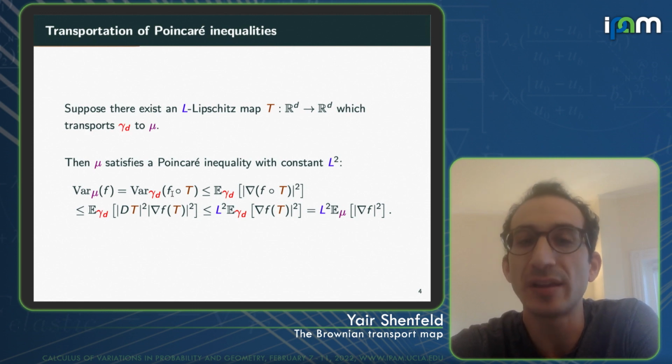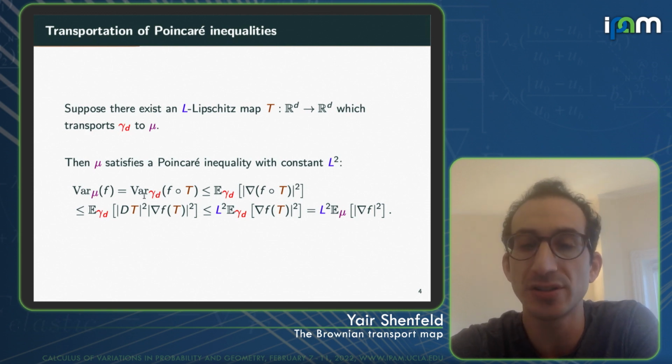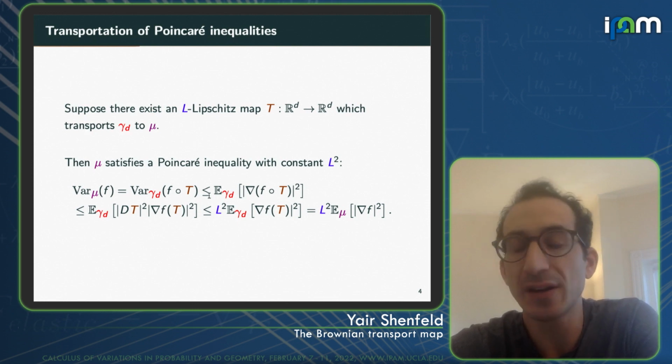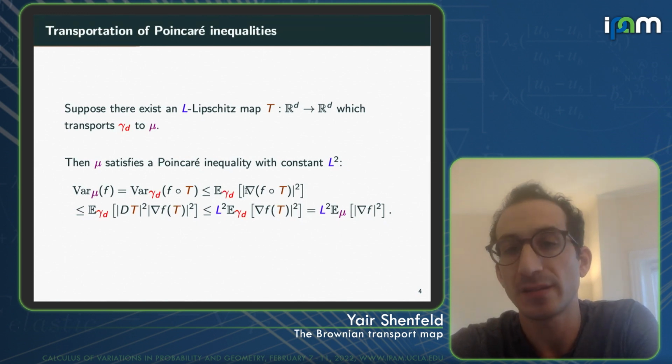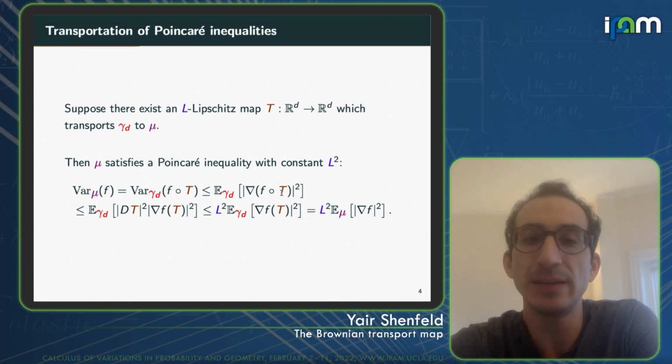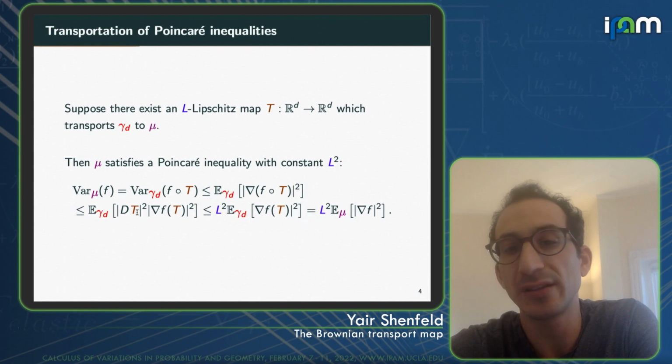It means that if we take f and compose it with T, and we take the variance under the Gaussian, that would be the same as taking the variance under mu. So this equality just follows from the definition of a transport map. The next inequality just applies the Gaussian Poincare inequality, which we saw before. We said the constant was equal to 1. So we're looking at the gradient of this function, which is f composed with T. And then we do the chain rule. So the derivative of the map T comes out, but we assume that T is Lipschitz, so we upper bound it by L squared.